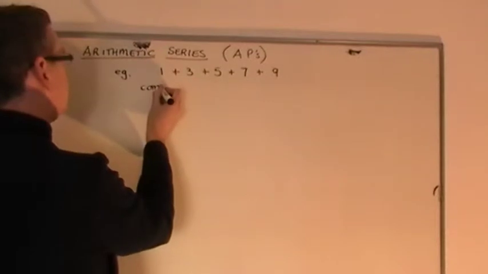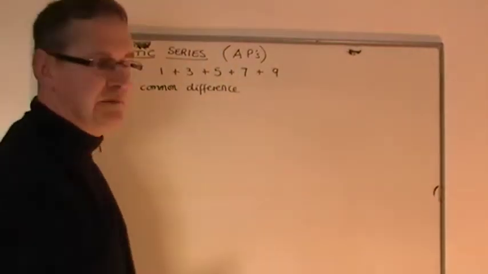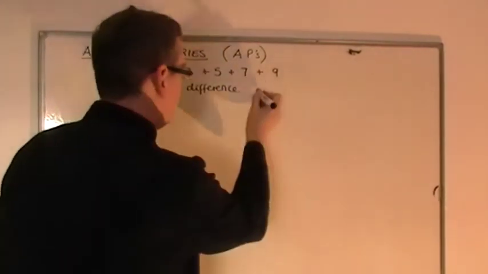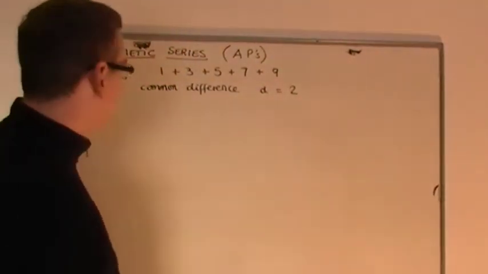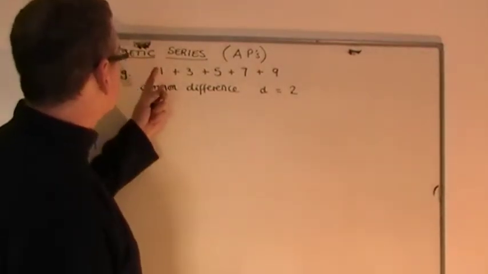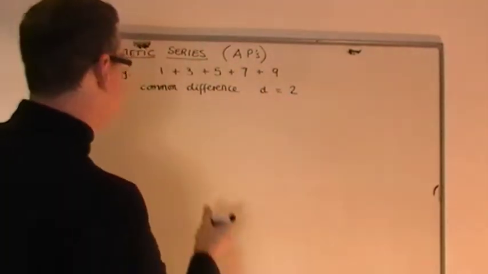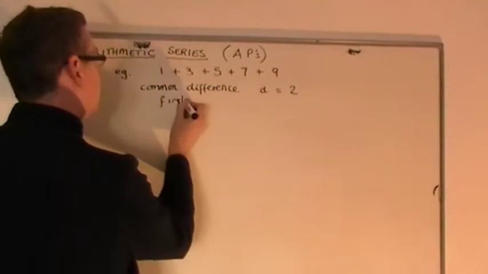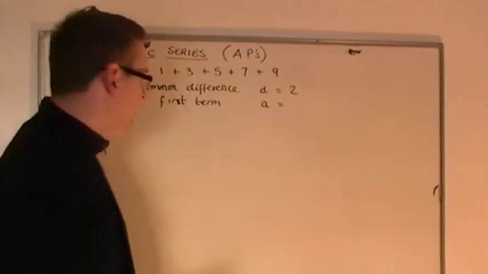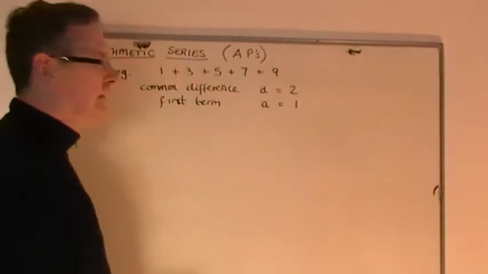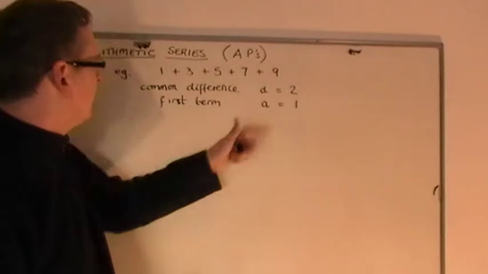In this particular one, the common difference between each successive term, which we indicate with the letter d, would be 2, so little d would be 2. This here therefore is an arithmetic series with a common difference of 2, and the first term, which in maths we call little a, would be 1. So this is an arithmetic series, first term a equals 1, common difference 2.